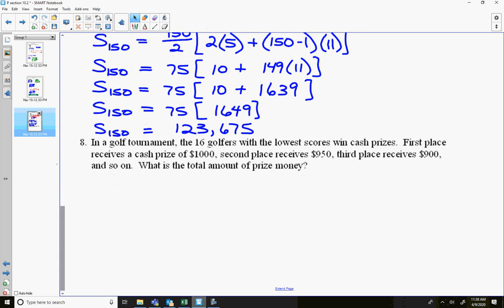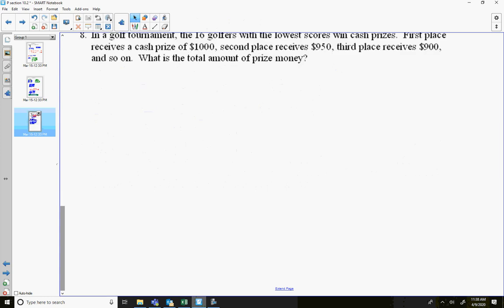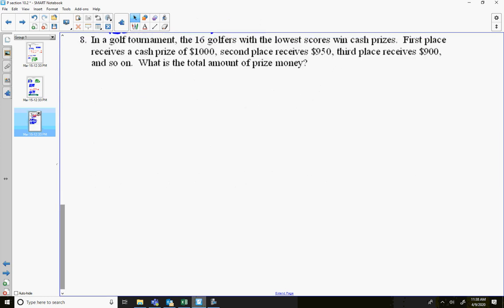Last question, number 8. In a golf tournament, the 16 golfers with the lowest scores win cash prizes. First place receives a cash prize of $1,000. Second place receives $950. Third place receives $900, and so on. What is the total amount of prize money that is awarded? So we want the sum of these first 16.